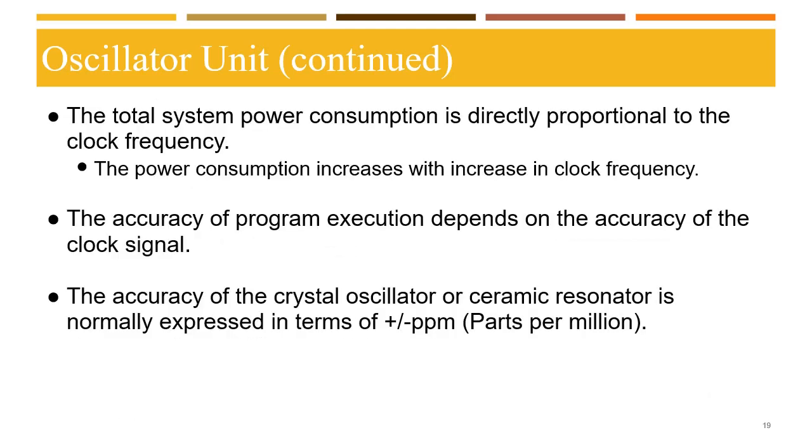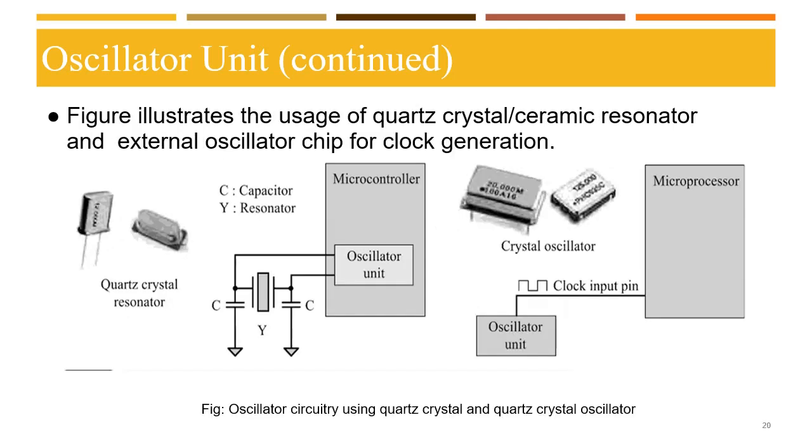Not only the speed of the processor or controller is dependent on the clock frequency. Other than that, the system power consumption as well as the accuracy of the program execution also depends on the clock frequency signals. The power consumption increases with increase in clock frequency. The accuracy of the crystal oscillator or ceramic resonator is normally expressed in terms of parts per million. Figure here shows the usage of quartz crystal or ceramic resonator and external oscillator chip for clock generation.